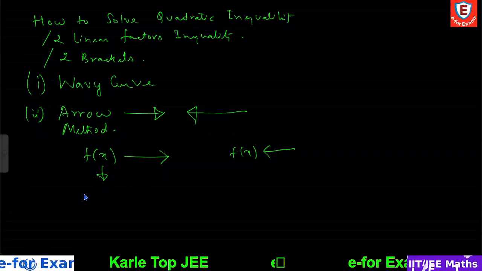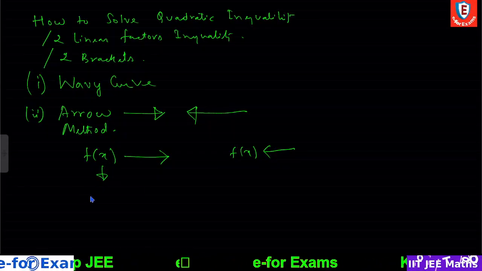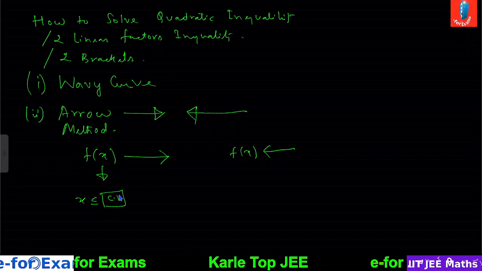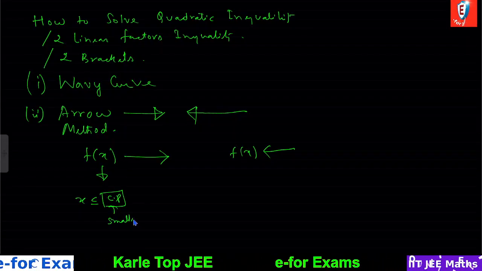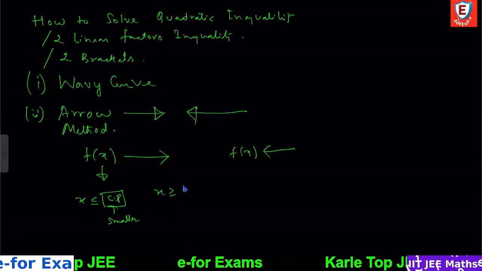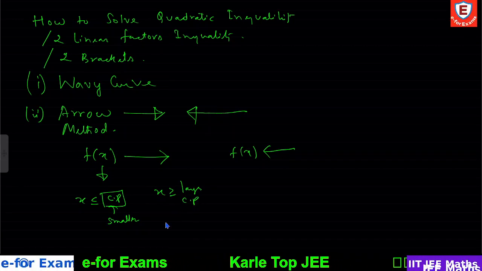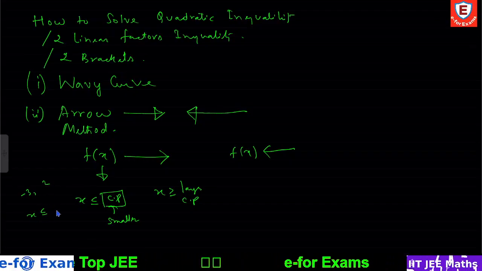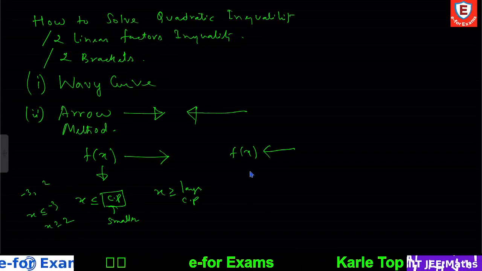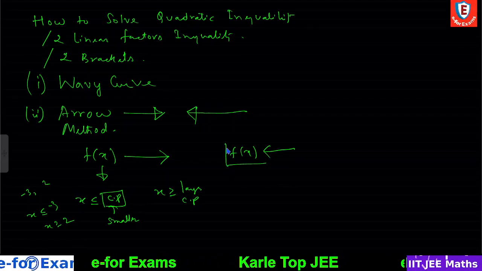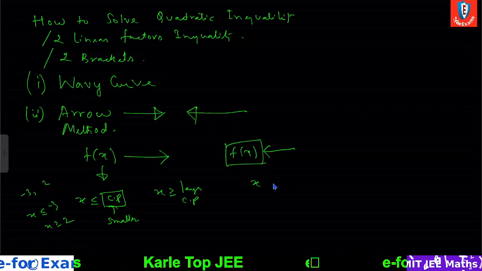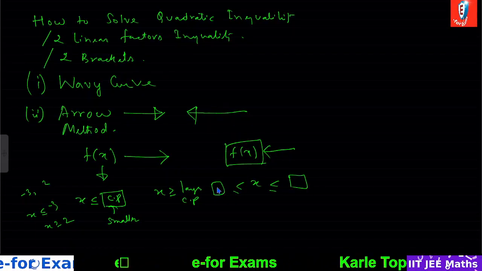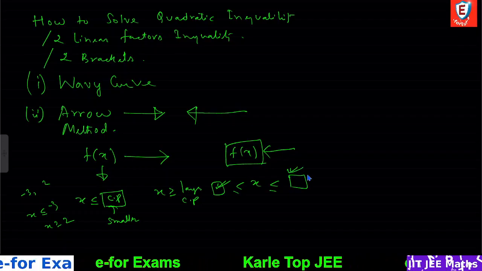If the arrow is going away, then x will be beyond. x will be less than or equal to the smaller critical point, and x will be greater than or equal to the larger critical point. Example, if the critical points are -3 and 2, then x will be less than or equal to -3 and x will be greater than or equal to 2. And in this case, the arrow is coming towards the function, so x will be in between the critical points, the smaller one on the left and the larger one on the right. This is how you solve.